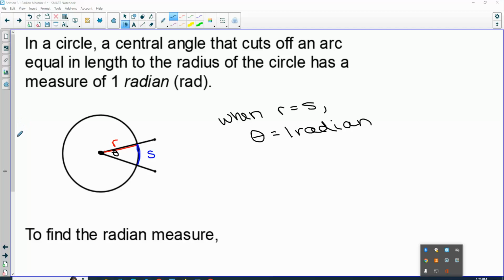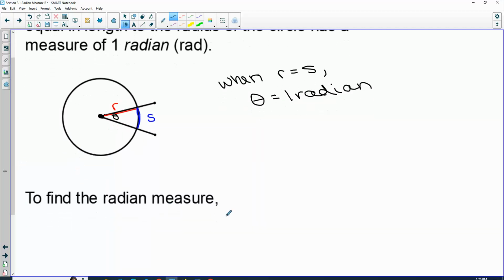So if we want to find the radian measure of your angle, all you have to do is take your arc length divided by the radius. So the angle in radian measure is arc length divided by radius. How many multiples of the radius is that angle? That's how many radians it is.